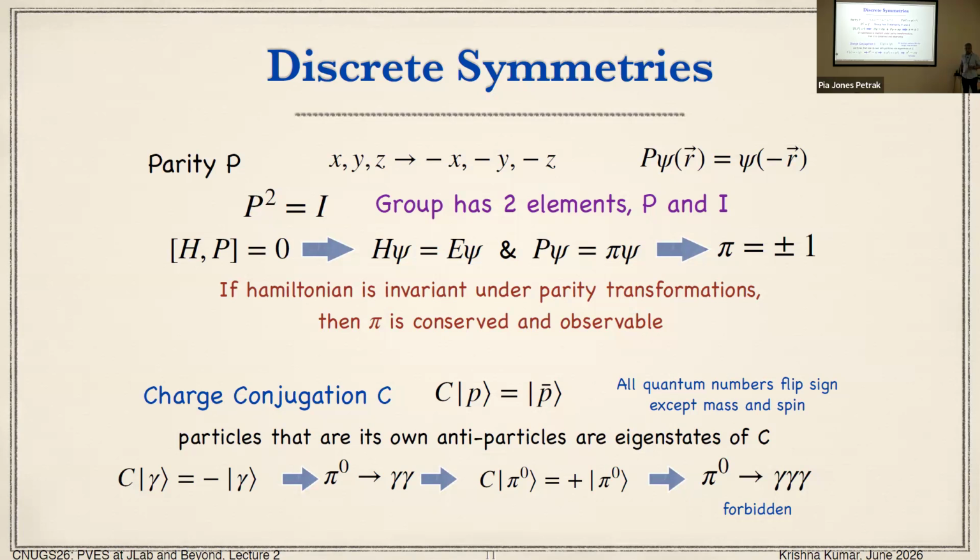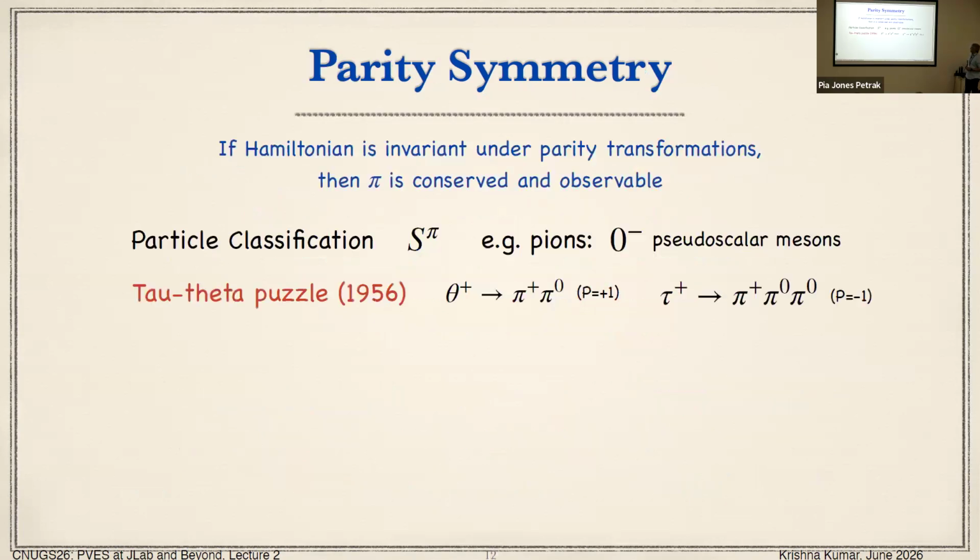Now, of course, you can find other reasons to show why pi 0 to 3 gamma is forbidden, but this is one argument. So this is just to show you how these symmetries are used. Now, in the early 50s, they ran into a problem. Why was parity violation even proposed? They found a particle in 1956, and they gave it a name. It decayed to pi plus pi 0, and because it decayed to pi plus pi 0, its parity was considered to be plus 1. And so this was called a theta plus.